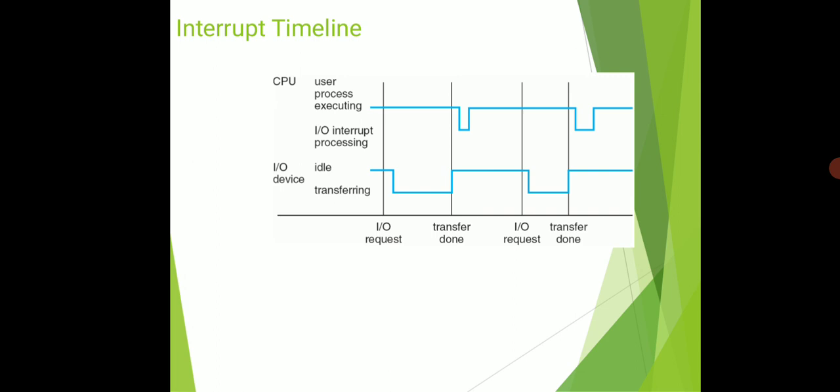It will transfer the data. If it is up, it will be in the idle state. So idle means it will never do anything, it will be calm. That is idle. Transferring means it is going to transfer the data, right? That is transferring. So we have seen two timelines, CPU and IO device. So this is the timeline diagram.